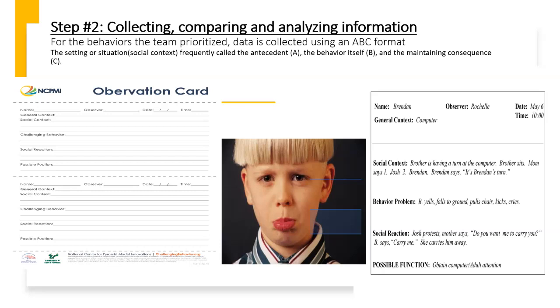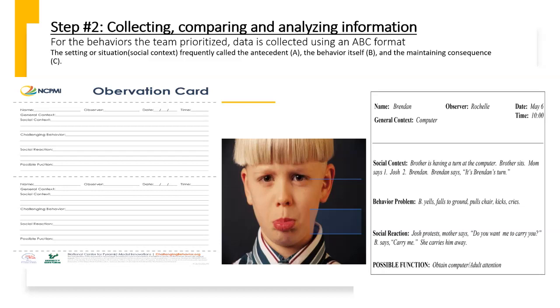So when we're looking at this setting or situation, it's what happens immediately before the behavior. And then when we're going to put what the challenging behavior is, just be very objective in your writing. What is the exact thing that you're seeing? And we talked about those earlier in the module training, and also using the BIR checklist that gives you possible behaviors you would be seeing.